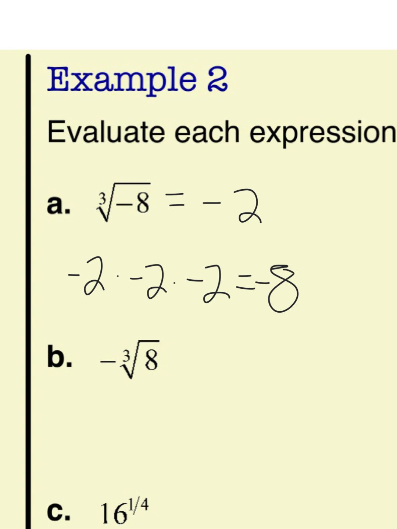Now this one looks a little different. We're going to find the cube root of 8 first, which I know is positive 2, and then the answer is negative. So because the negative's outside of the radical, even if that was an even root of a negative number, it would have a solution. I would just make the answer negative. So the cube root of 8 is positive 2. Because the negative's outside, my answer is negative 2.